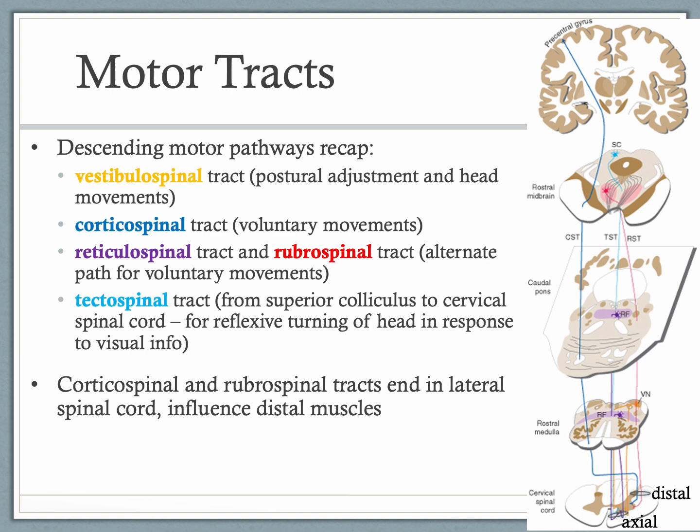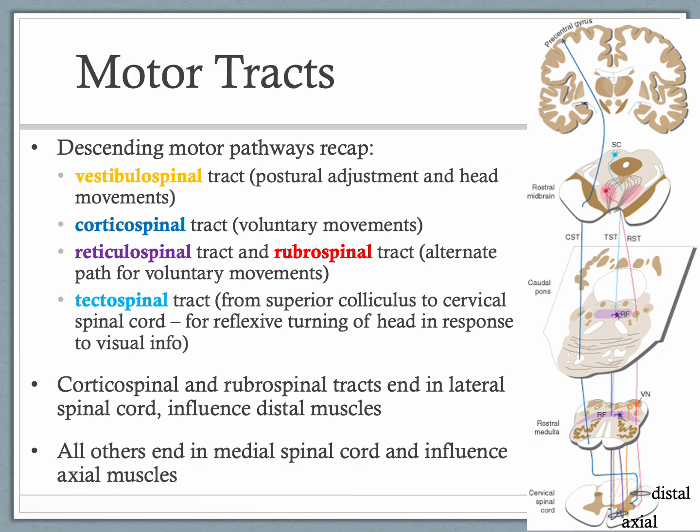Corticospinal and rubrospinal tracts end in the lateral spinal cord and influence distal muscles. All others end in the medial spinal cord and influence axial muscles.